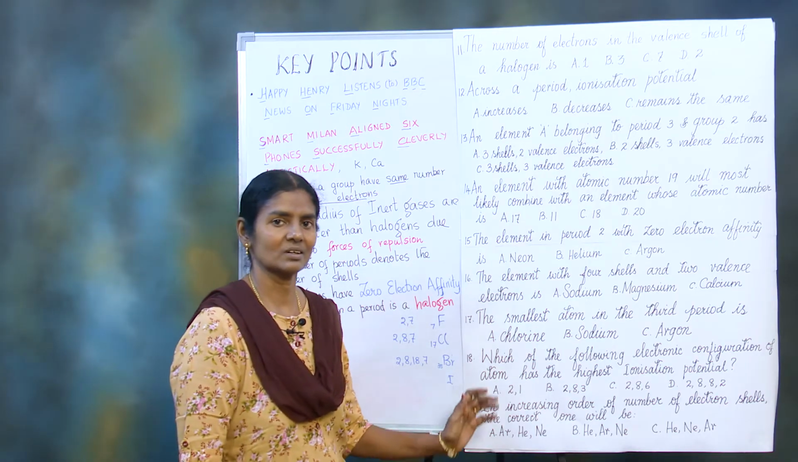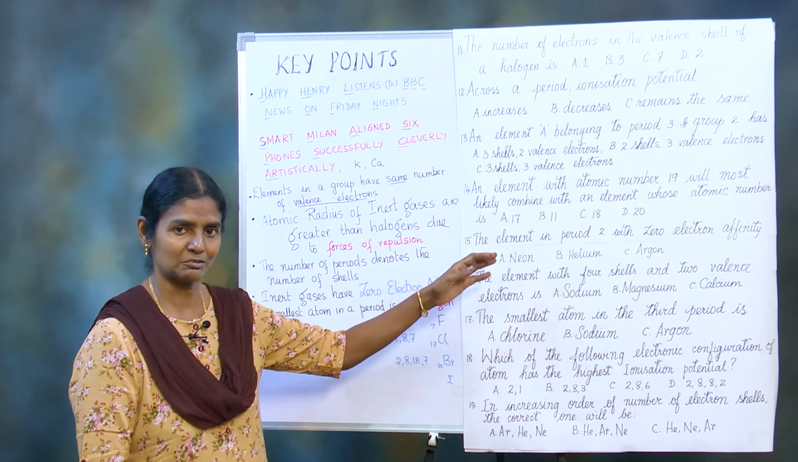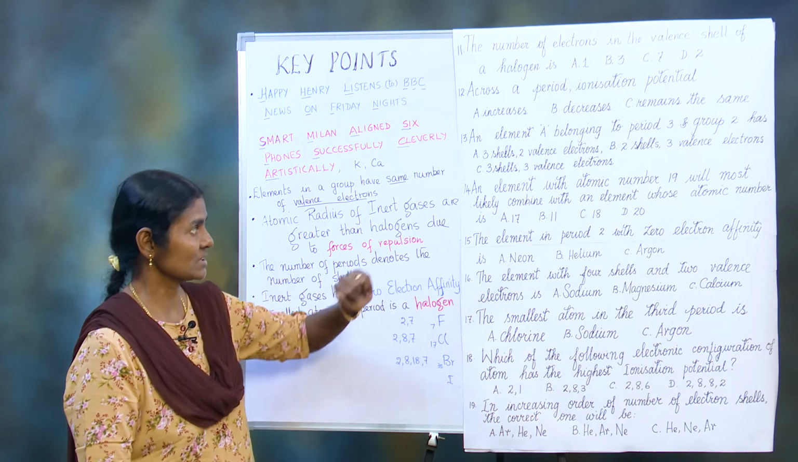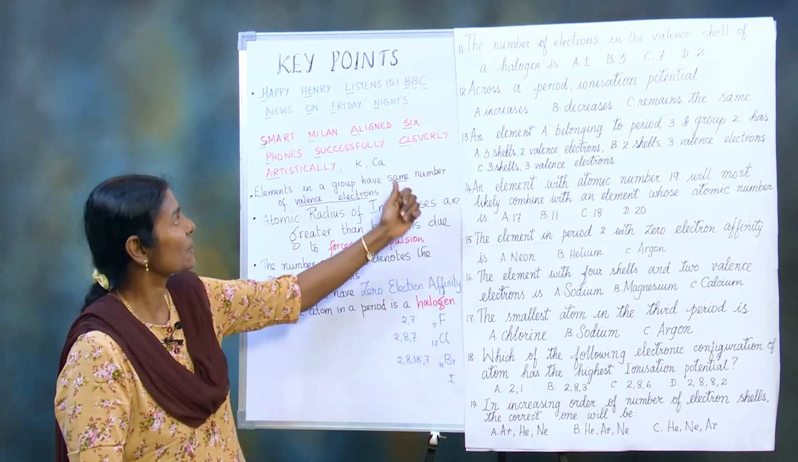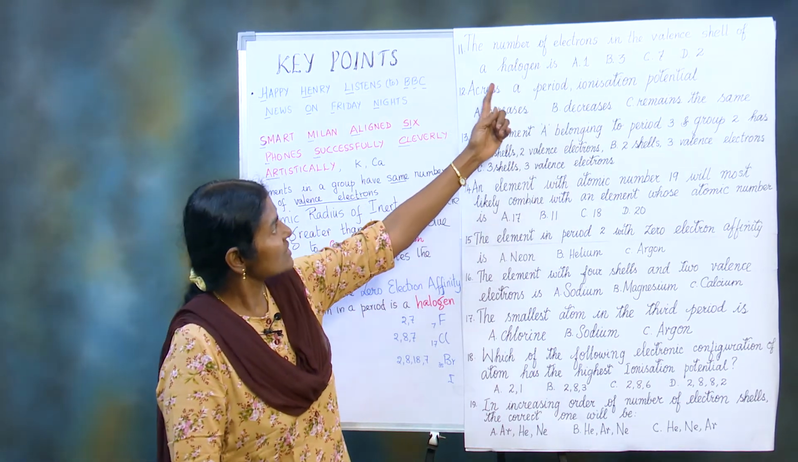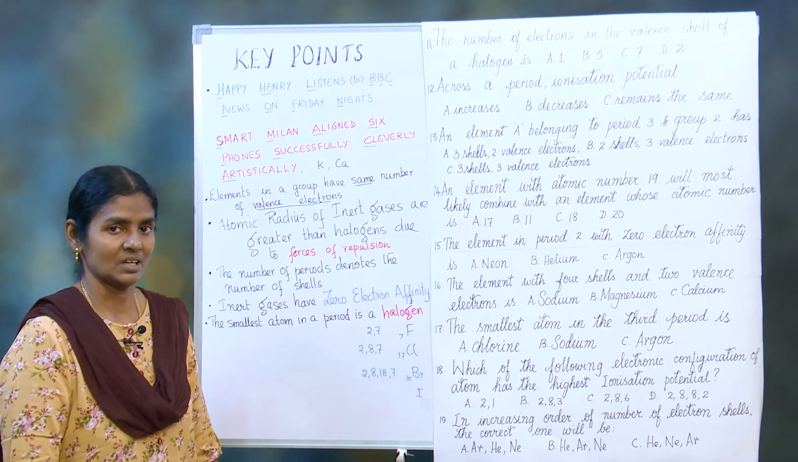Students, we saw a little bit of the periodic table in the last video, and I hope you are ready for the second half of the periodic table. Okay, some more questions and some more ways how to crack the correct answer. Now the question goes: the number of electrons in the valence shell of a halogen.